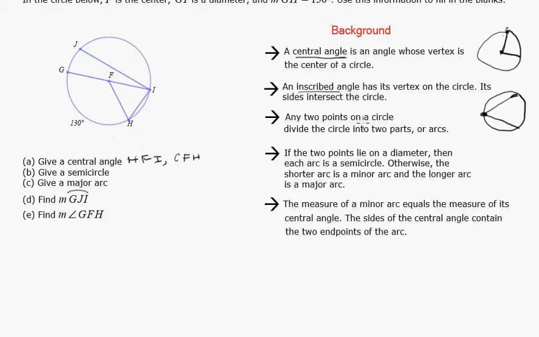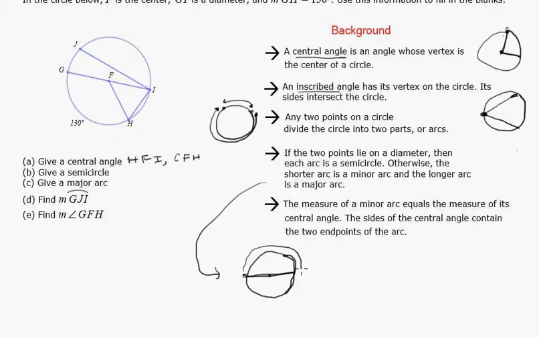Any 2 points on a circle divide the circle into 2 parts, or arcs. So if we've got a point here and a point here, then we would say this is an arc, and we could also say this is an arc. If 2 points lie on the diameter, the diameter that goes straight across through the center splits the circle perfectly in two, then this arc is called a semicircle.